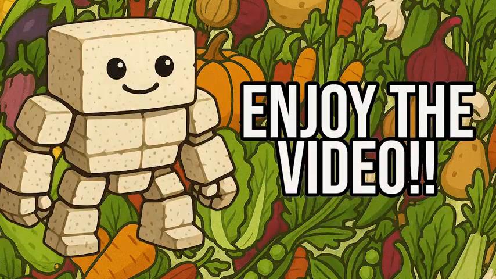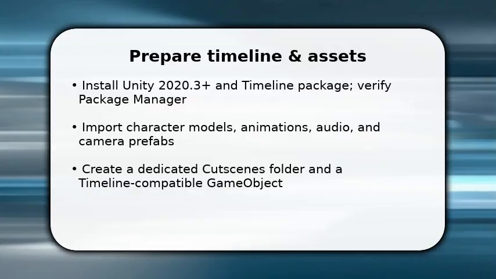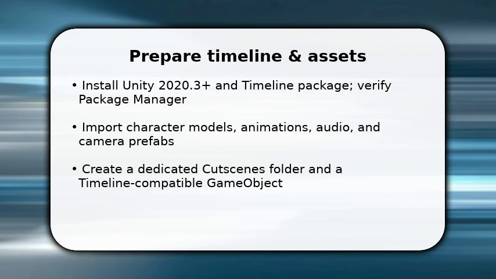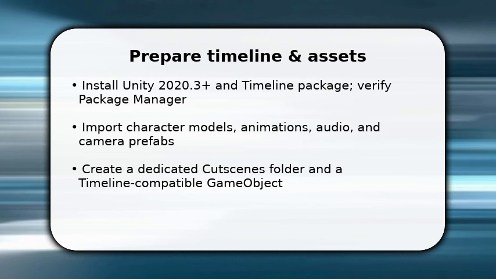Please enjoy the video. You start by creating the timeline host. Add an empty game object named Cutscene Director and open Window > Sequencing > Timeline. Once done, drag in your character and camera prefabs to the scene. This gives timeline concrete tracks to bind.